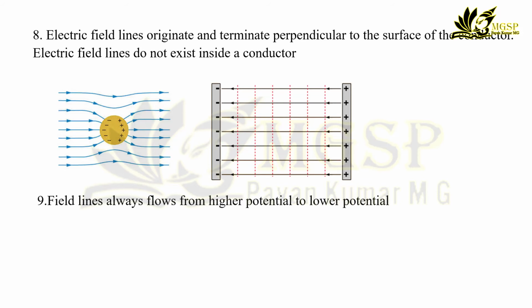The field lines always follow the direction from higher potential to lower potential. If there is a charge Q, and here is a charge 2Q, the field lines always move from higher potential to lower potential.